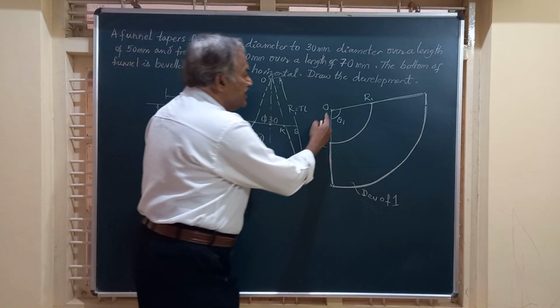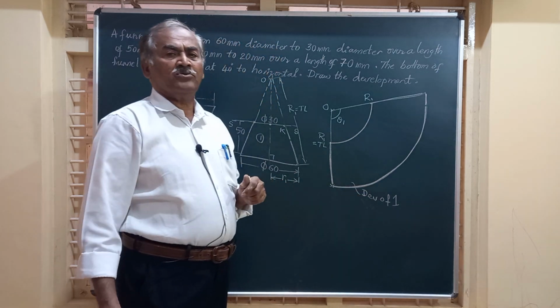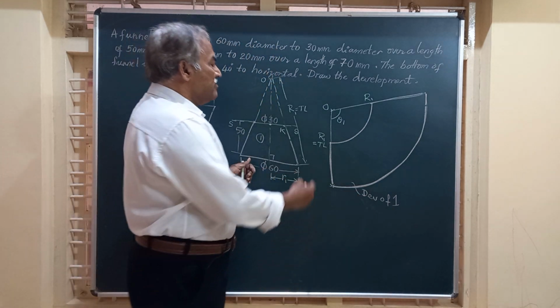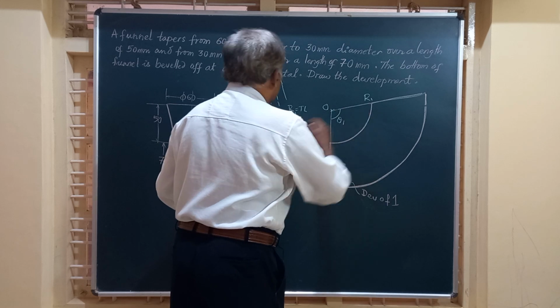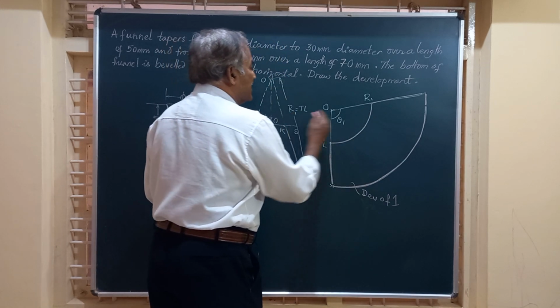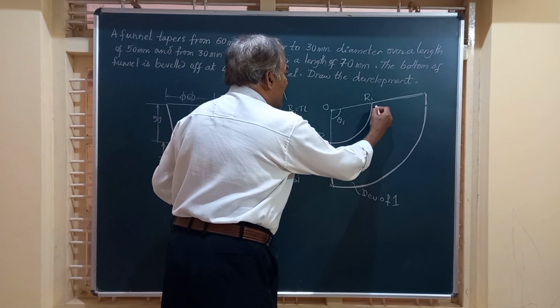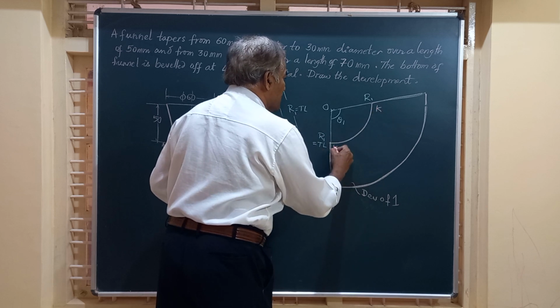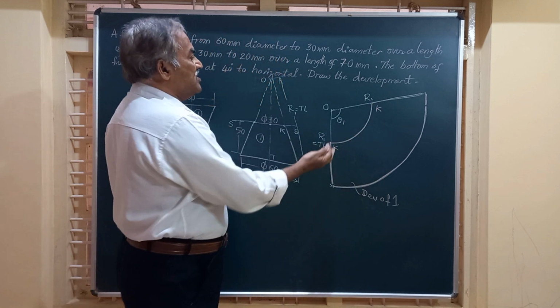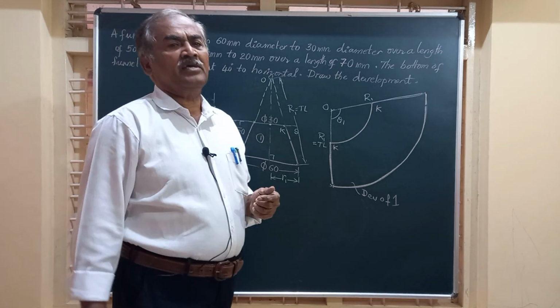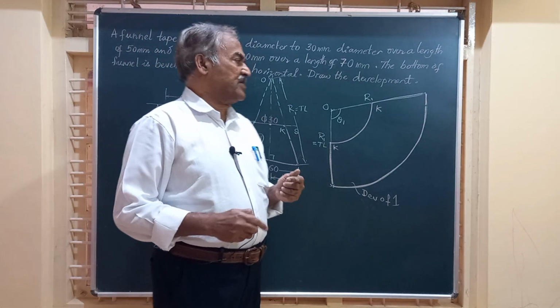Friends, here you need not divide this circle into a number of parts, because we know very well this arc length here is equal to OK. I will call this point K. With this center we have drawn this. This is how we get the development for part 1 of the funnel.